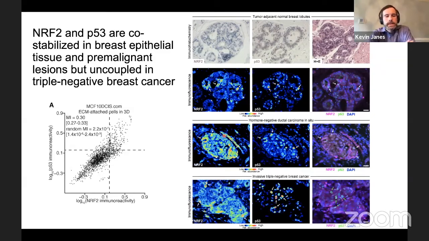Strikingly, in breast cancer, this coupling breaks down entirely. We had multiple instances of single positive cells found in the tumors. So something here is engaged, activated during premalignancy, and then blown up during the course of the disease.